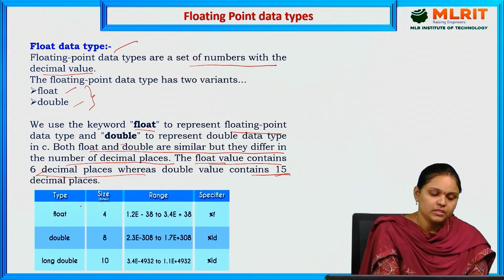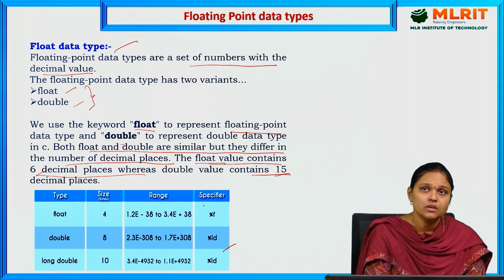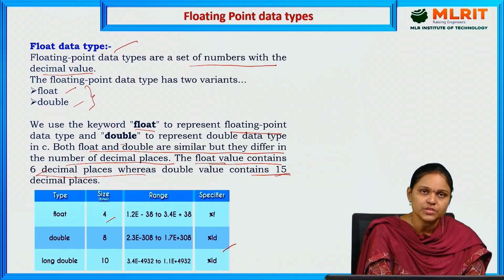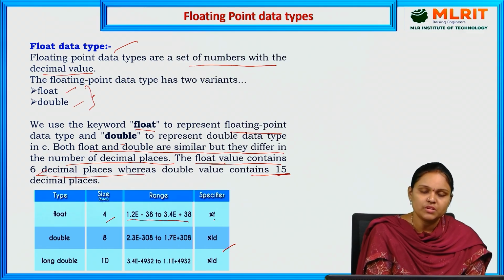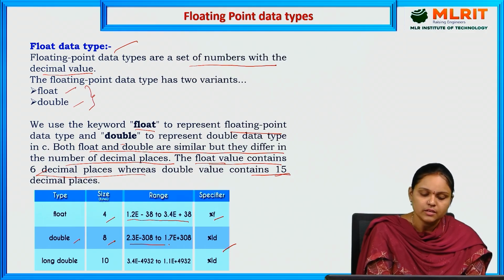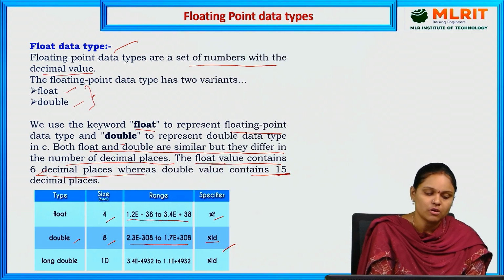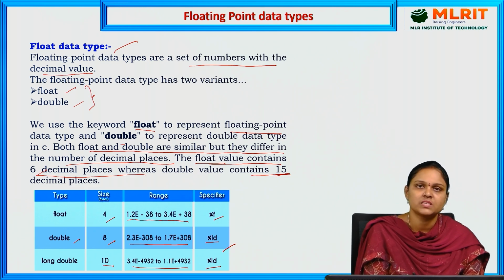And this is a chart that specifies the type, size, range, and also the format specifiers that we are using. For float, the size is 4 bytes, and the range is 1.2 e to the power of minus 38 to 3.4 e to the power of plus 38, and the format specifier is %f. For double, the size is 8 bytes, and this is the range, and the format specifier is %lf. For long double, the size is 10 bytes, and this is the range to store the long double values, and the format specifier is %Lf.